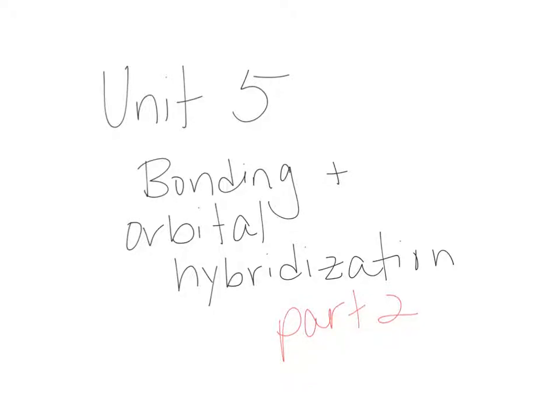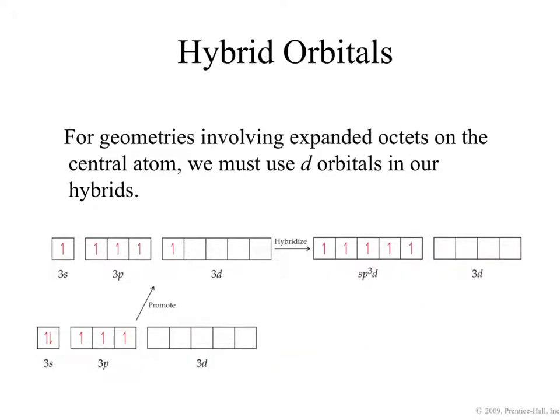Now we're continuing to talk about orbital hybridization. This is the second video. So we learned last class that some central atoms can have what we call expanded octets, which means more than 8 electrons around them. They can have more than an octet. Some can have 10, some can have 12.